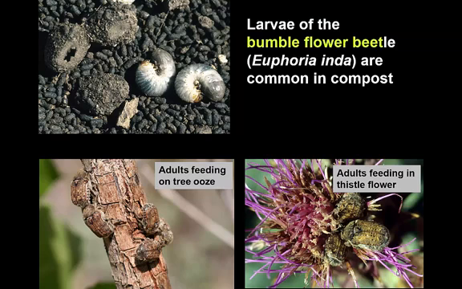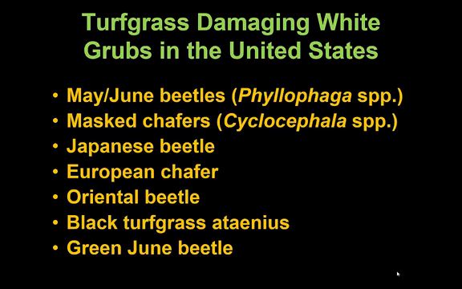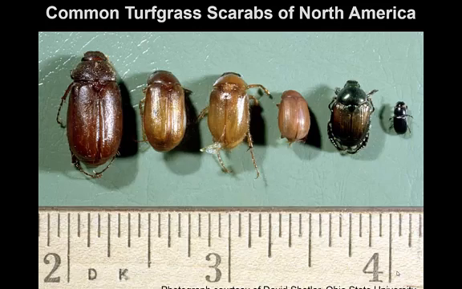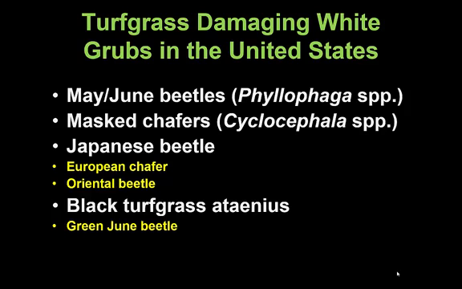But the focus here is on those that are damaging, and there is a suite of turfgrass damaging white grubs in the United States that are largely illustrated on this list. For this class, we're not going to talk about the common turfgrass scarabs across all of North America, but instead focus on those that are a problem in this part of the region. And there are four groups of turfgrass damaging scarabs: the May-June beetles, the mass chafers. Both of these are represented by multiple species. They are a genus of white grubs and scarabs.